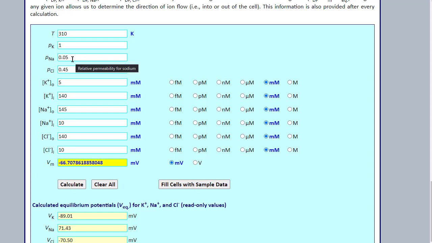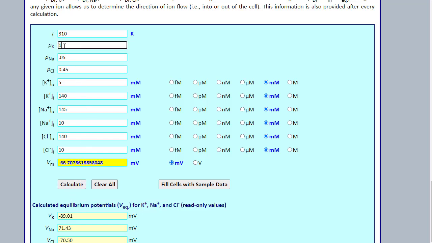So what will happen if I keep the potassium's permeability and the Cl- permeability unchanged, but I increase this by 100-fold? So I put in 5 here, and I hit calculate. Now you can see that all of a sudden it's become positive. 28.47, right? If I go back, boom, we're back to minus 66.